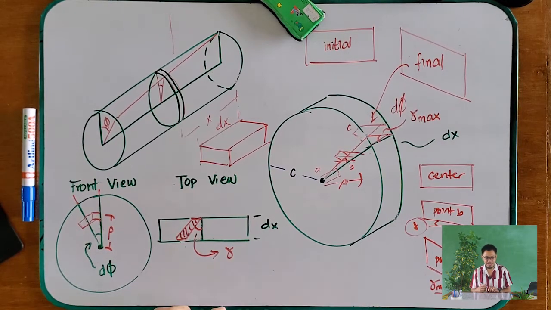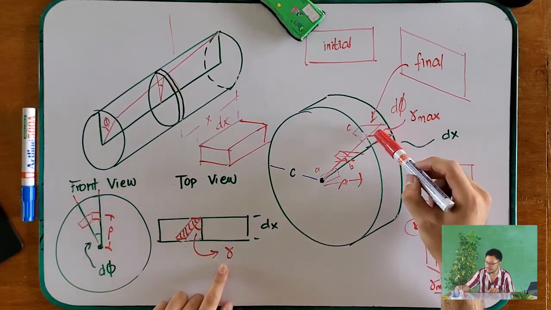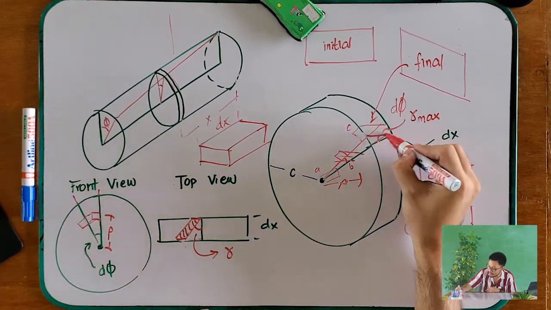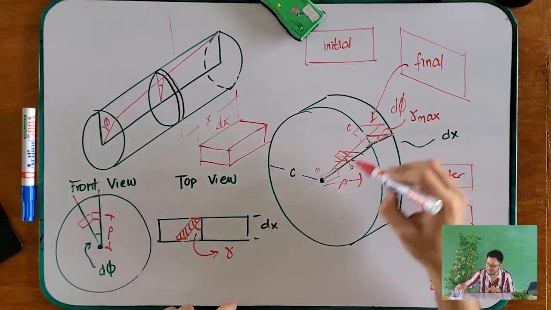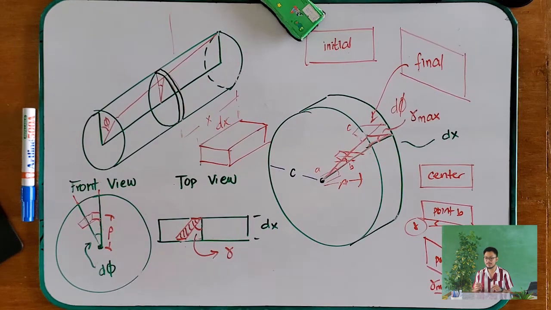Now, how is your d phi related to your gamma? How can your d phi and your gamma be related? Again, your gamma is your shear strain here, and your d phi is your angle of twist. So how can they be related? Right?